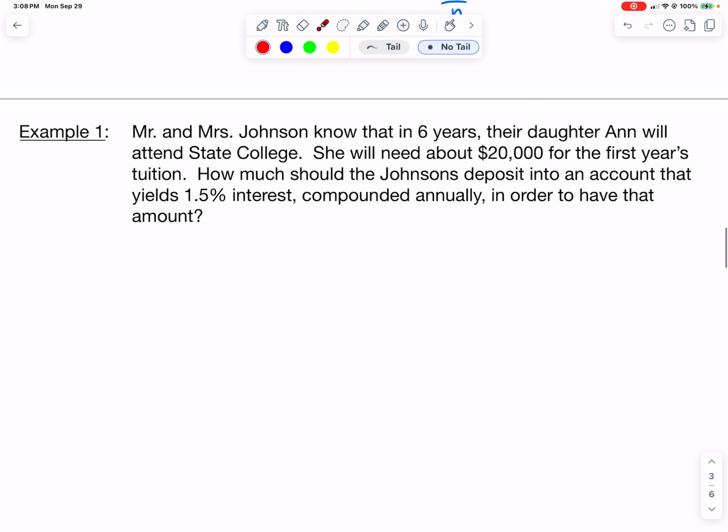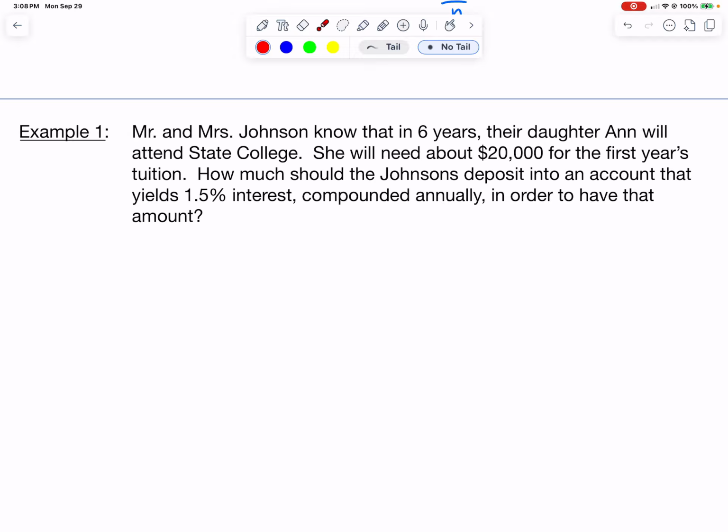Okay, so in this example, we have Mr. and Mrs. Johnson. They know that in 6 years, their daughter Anne will attend a state college, and she's going to need about $20,000 for the first year's tuition. The question is, how much should the Johnsons deposit into an account that yields 1.5% interest compounded annually in order to have that amount?